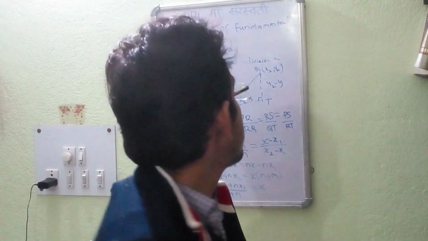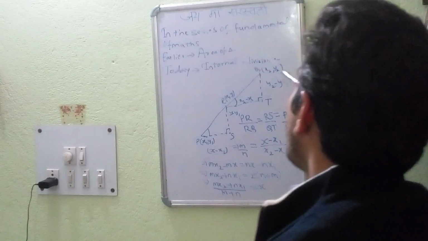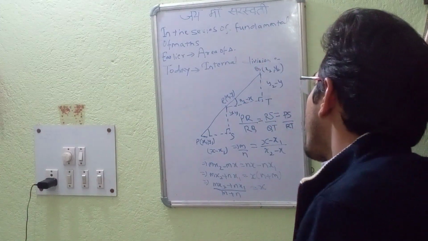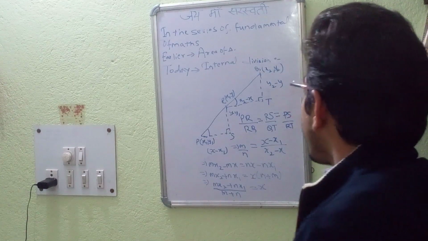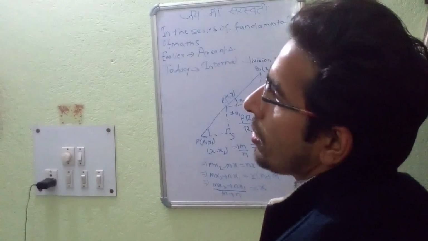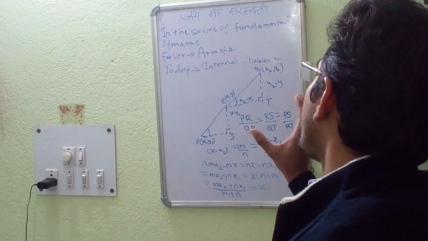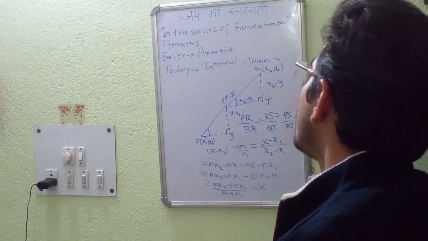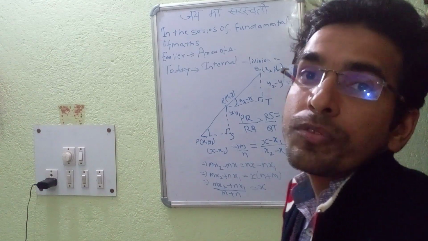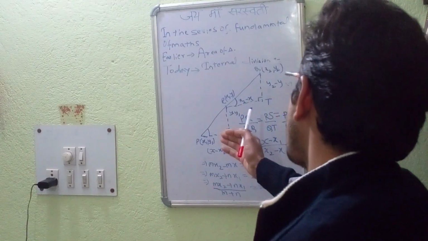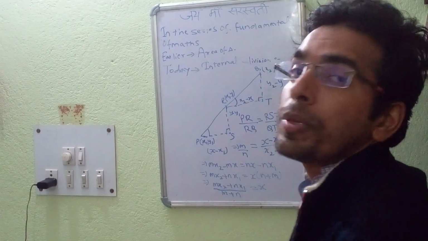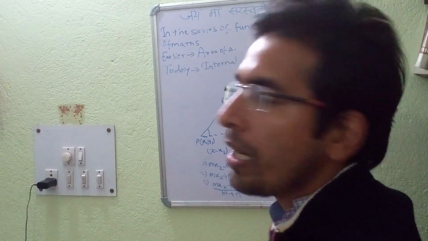So, in this case, earlier we had described the area of a triangle. Today we will be considering the internal division of a particular line. We are deriving this internal division from the concept of coordinate geometry. So there are certain coordinates which we had predefined earlier.